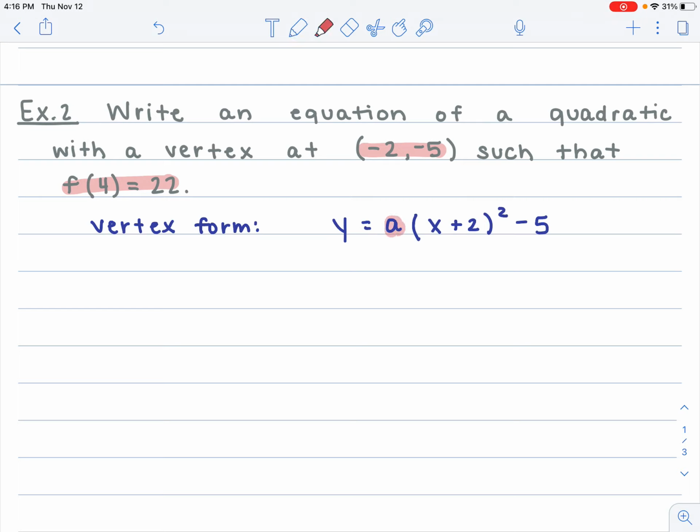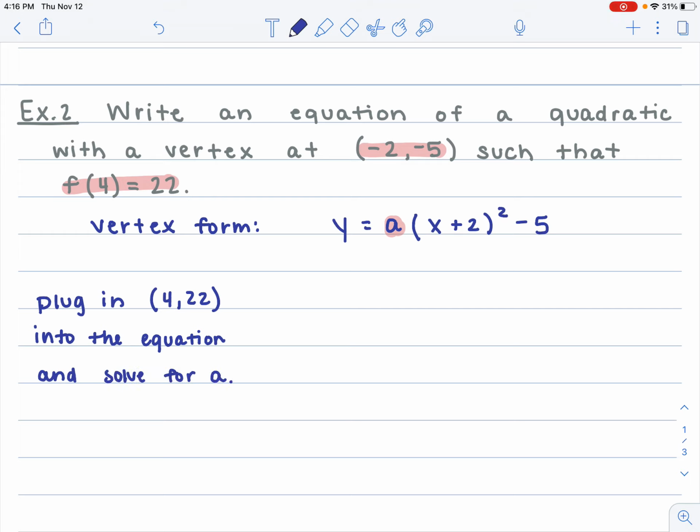Now we have that, but we need to figure out what that a value is. So what we're going to do is plug in (4, 22) into our equation and solve for a. So I'm going to plug that in. The y is 22 equals a times (4 plus 2) squared minus 5. We're going to do some math here. I'm going to add that 5 over, so I get 27 equals a times (4 plus 2) squared.